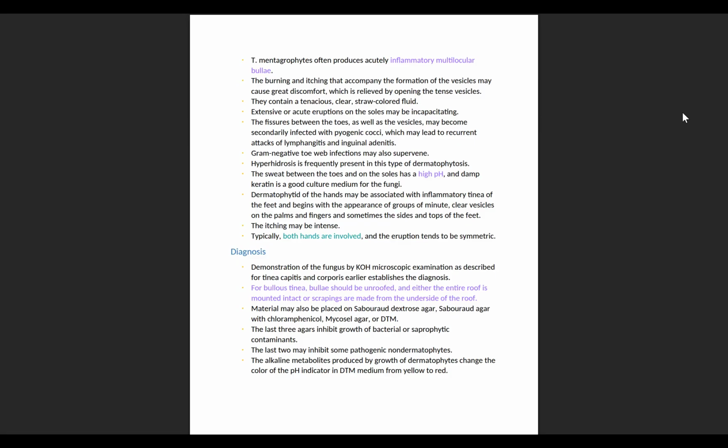Dermatophytid of the hand may also be associated with inflammatory tinea of the feet and begins with the appearance of a group of minute, small, clear vesicles on the palm and fingers, and sometimes the sides and the top of the feet. The itching may be intense. Typically, both hands are involved, and the eruption tends to be symmetric.